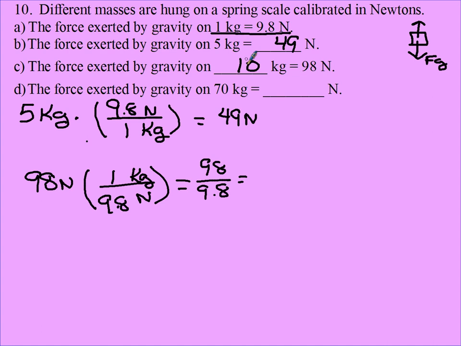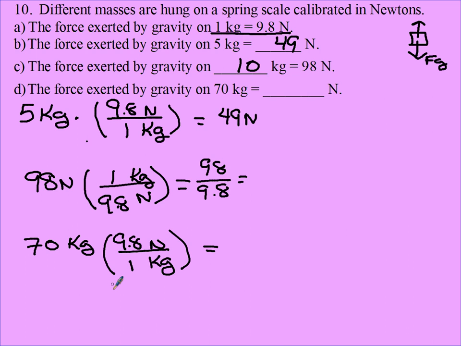Now, for the last one, I've got 70 kilograms. And in these, I do put my units. I've got kilograms in the denominator, newtons in the numerator. I know 1 kilogram is 9.8 newtons. Multiply straight across. 70 times 9.8 is, real quick, 686 newtons. Excuse me, 686 newtons. So kilograms cancel. I'm left with newtons.